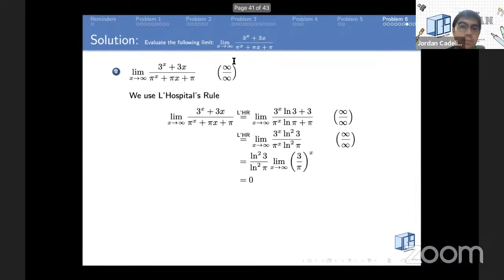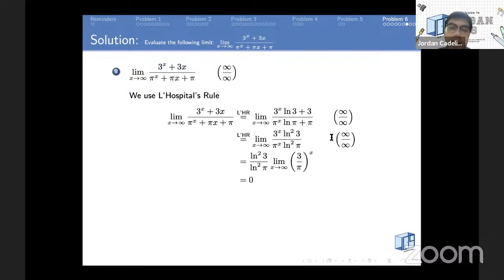So last, ito namang limit itong as x approaches infinity. So take note na pag sinubstitute natin ang infinity, 3 raised to infinity is just infinity plus infinity which is infinity. Tapos same consequently dito din sa baba, infinity lang yung sum yan. So we try to use L'Hopital's rule. So inunang L'Hopital's rule ito, kaya yung derivative ng 3 raised to x is 3 raised to x ln 3. Tapos pi x ln pi plus pi x ay plus pi pala. So nawala na tong pi kasi constant naman yan.